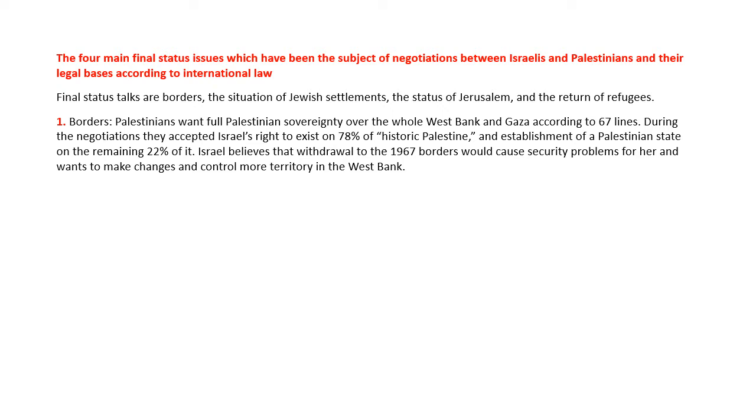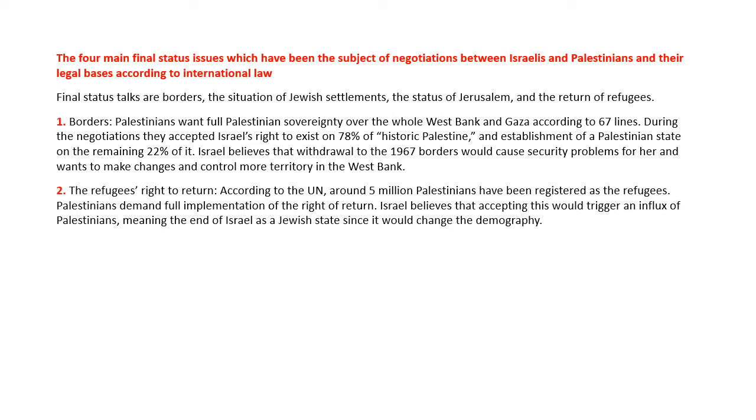Israel believes that withdrawal to the 1967 borders would cause security problems for it and wants to make changes and control more territory in the West Bank. The second issue is the refugees' right to return. According to the UN, around 5 million Palestinians have been registered as refugees. Palestinians demand full implementation of the right of return. Israel believes that accepting this would trigger an influx of Palestinians, meaning the end of Israel as a Jewish state, since it would change the demography.